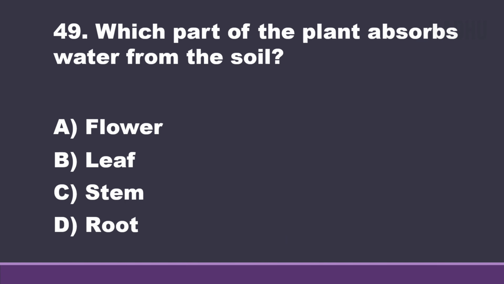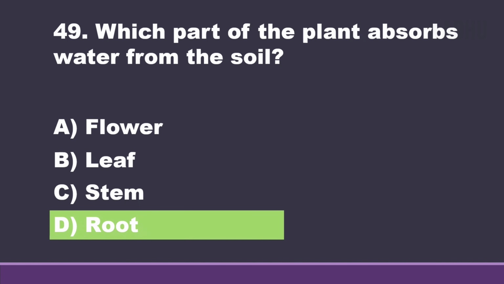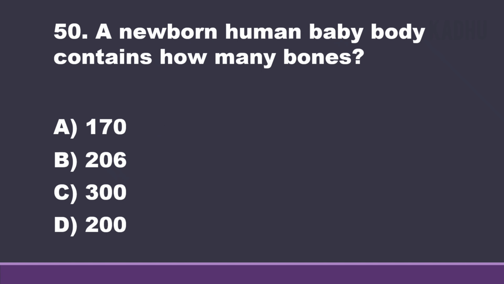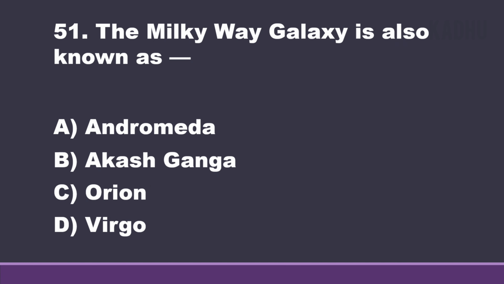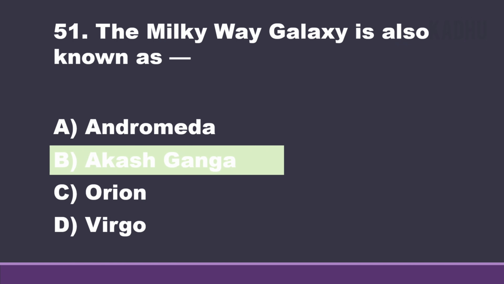Next question, which part of the plant absorbs water from the soil? Option D will be the correct answer, the root. A newborn human baby's body contains how many bones? For this question, option C will be the correct answer, 300 bones. The Milky Way galaxy is also known as, option B will be the correct answer, Akash Ganga.